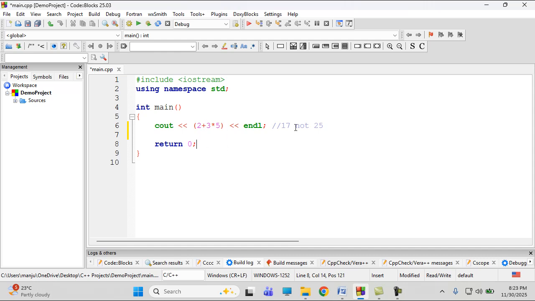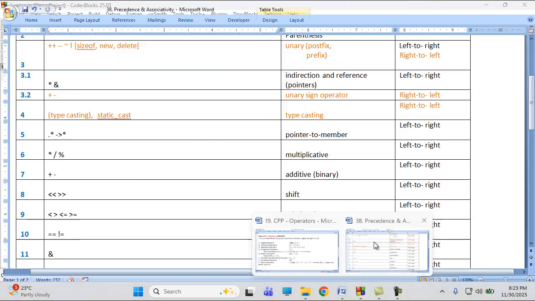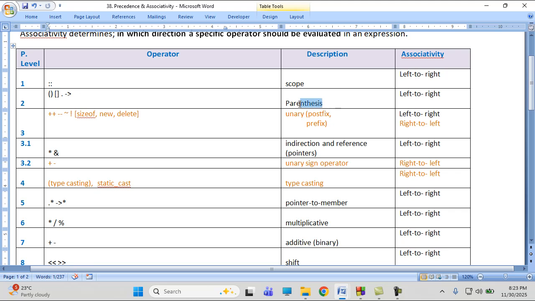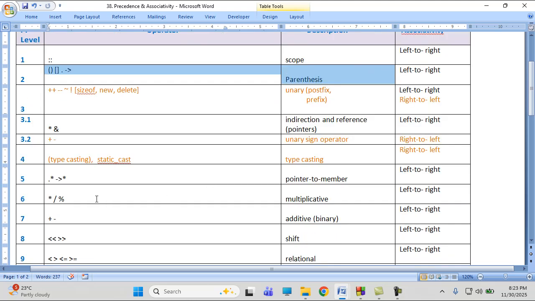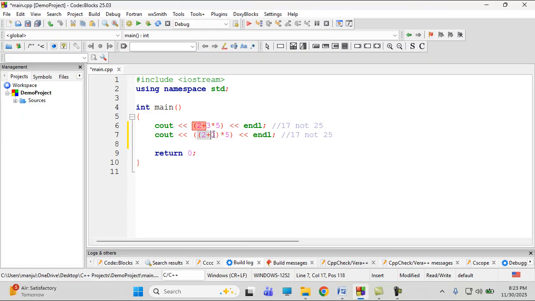What if I need to get the 25 only? Let's say I want to get 25. So I have to change the precedence of the operator here. If I put 2 plus 3 inside brackets, what happens is parenthesis has more precedence than the star, right? As per the precedence table, parenthesis has more precedence than the multiplication operator. So first parenthesis is evaluated, guys.